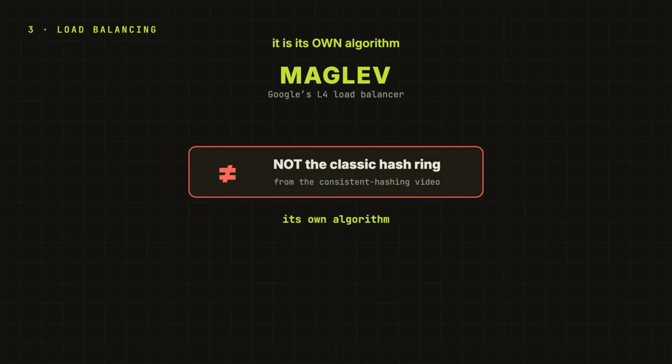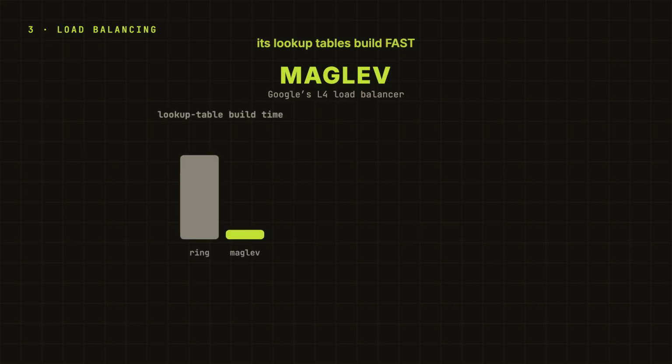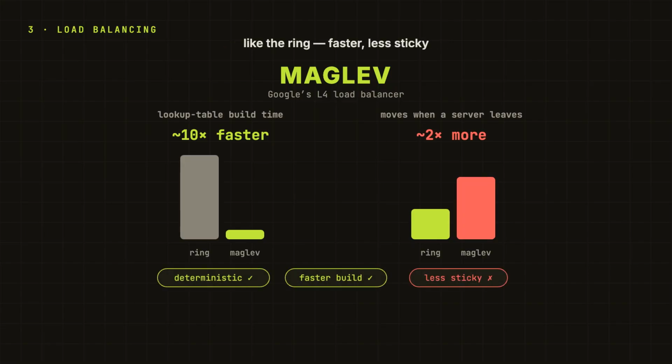It is its own algorithm. It is tuned to spread the load really evenly, and to do that, it trades away a little bit of stability. Its lookup tables build much faster than a classic hash ring, something like 10 times faster. But when a server leaves, roughly twice as many connections move compared to the ring. So, deterministic like the ring, faster but a little less sticky.